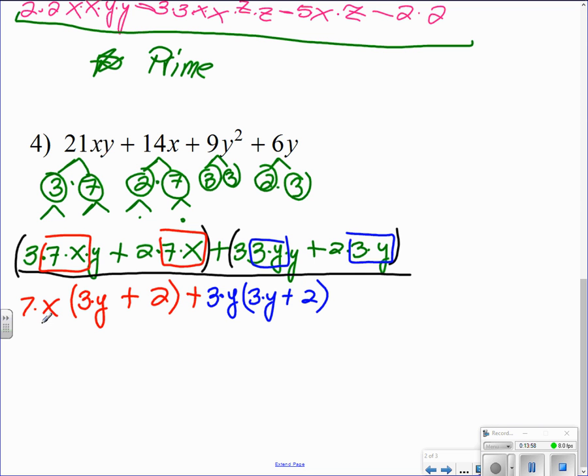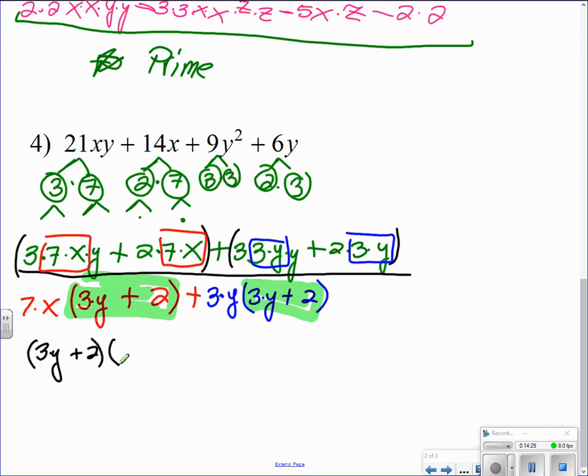Now, what you're supposed to do is look at the whole thing and ask yourself, is there anything that they have in common? The first one and the last one has a factor of parentheses 3y and plus 2. It's the same for both of them. So what I'm going to do is I put outside what they have in common. They have parentheses 3 multiplied by y plus 2 in common. Then I put parentheses again. Then I put the leftovers.